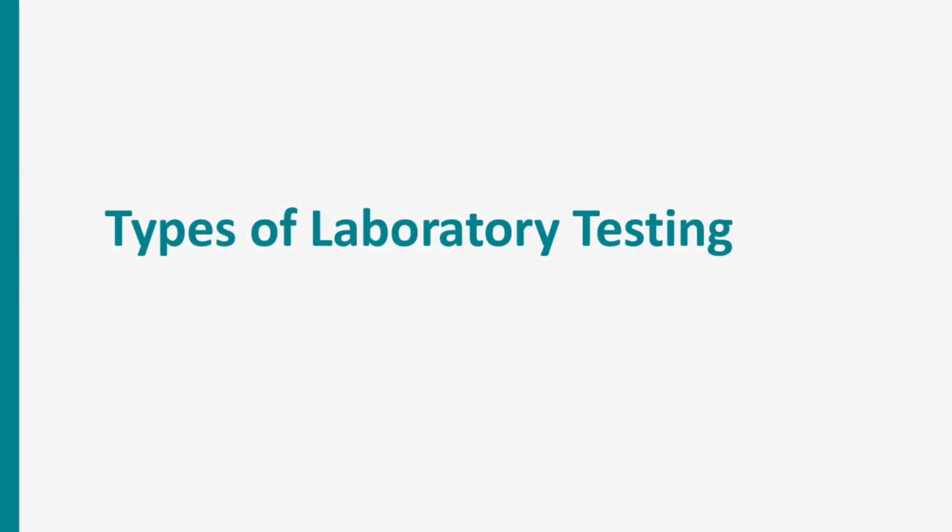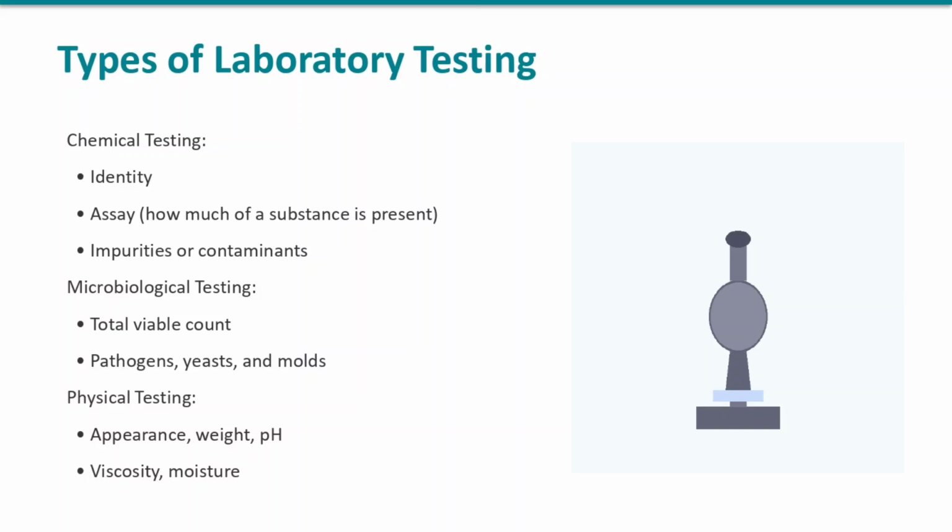Laboratory testing can generally be divided into three main categories. Chemical testing focuses on identity, assay, and impurities. Identity confirms that the substance is exactly what it claims to be. Assay determines how much of a substance is present. Impurity testing ensures that contaminants remain within acceptable limits.